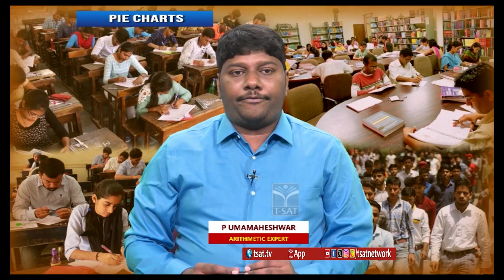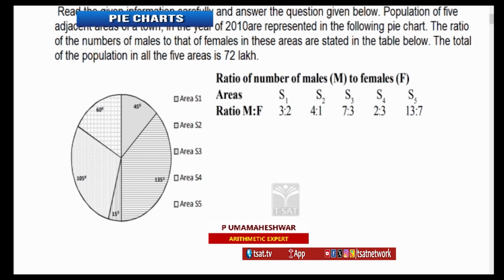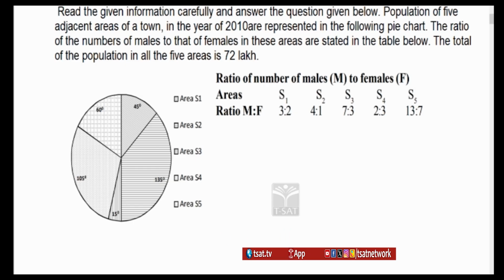Now look at this graph. Read the given information carefully and answer the questions given below. Population of 5 adjacent areas of a town in the year 2010 are represented in the following pie chart. The ratio of number of males to the number of females in these areas are stated in the table below. So female and male ratio is also given in the table. The total population in 5 areas is 72 lakh. So remember that the total population in these 5 areas is 72 lakh.